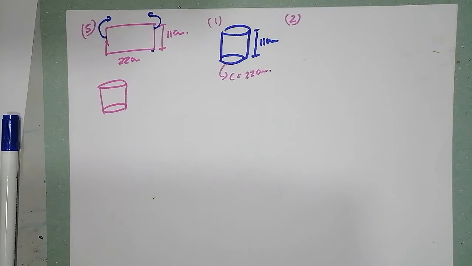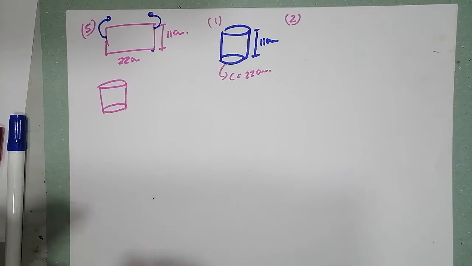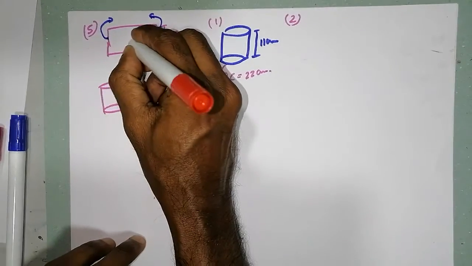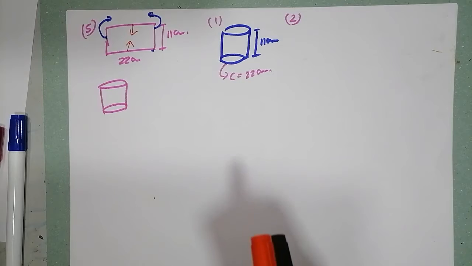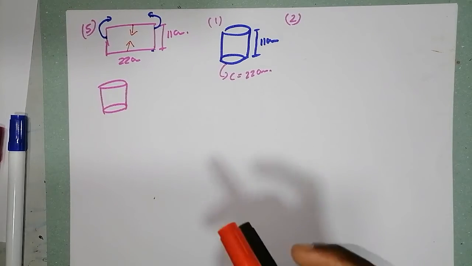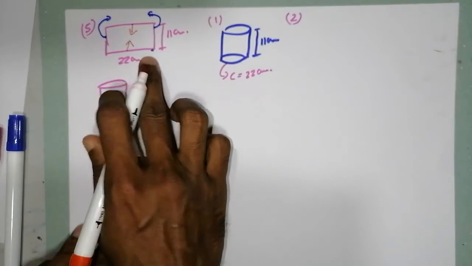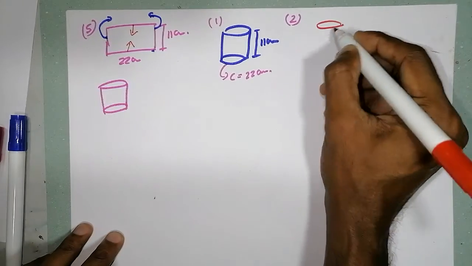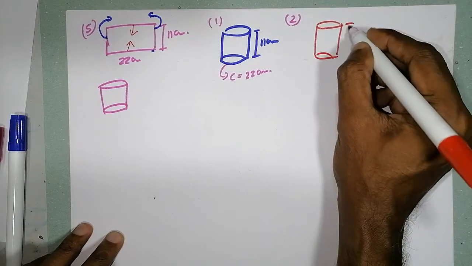Same if you connect the two lengths. If you join this side and this side, you can create a cylinder. So the height of the cylinder is 22. So we can create another cylinder with a height of 22.